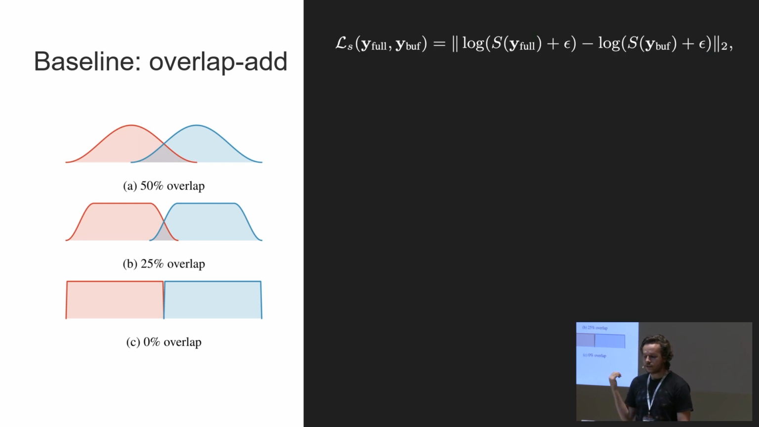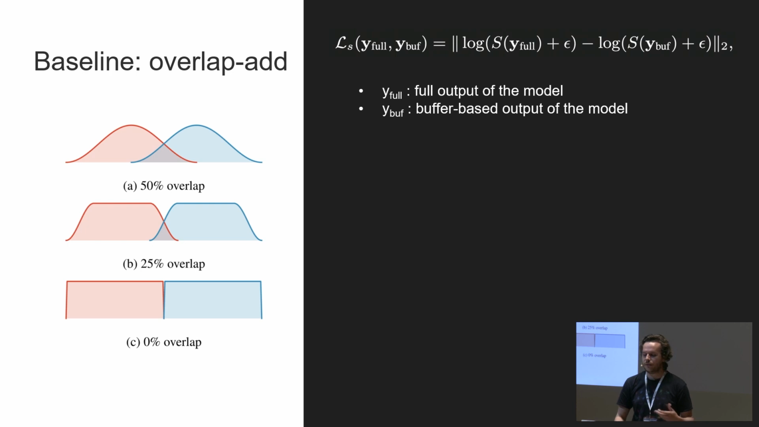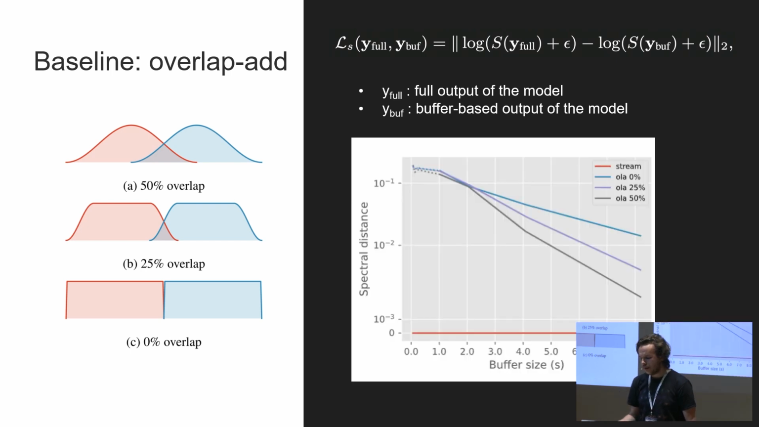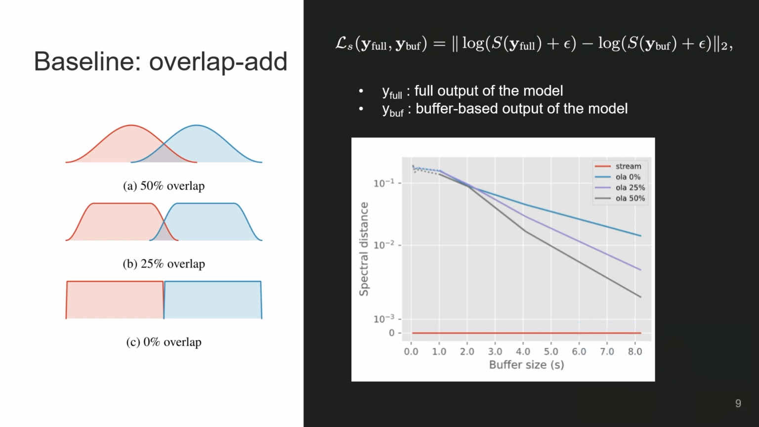So we use a spectral distance between y full, which is the full output of the model applied on a sequence, and y buff, which is the buffer-based output of the model, whether it's using the overlap-add method or our post-training causal configuration method. And what we can see is that for all overlap-add baselines, the reconstruction error is decreasing with increasing buffer size, which is to be expected.